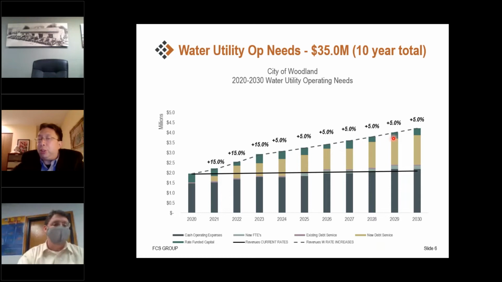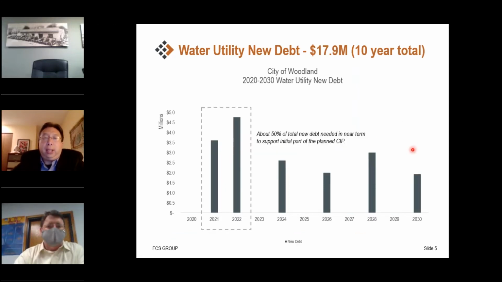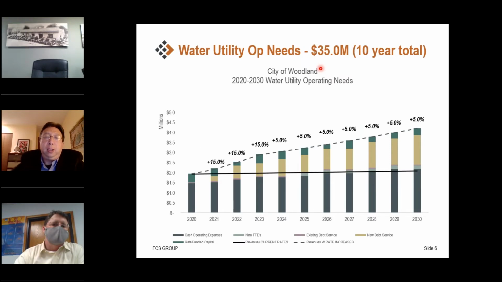So to the extent that we try to shave off a little bit of this excess, it wouldn't make a difference in that it would require then slightly larger debt service. So there's a bit of a trade-off there in terms of how we try to manage the cash flow for the water utility. So as you can see here, there's a significant increase in the first 3 years of the water utility of 15% per year, and then thereafter it levelizes to 5% per year.